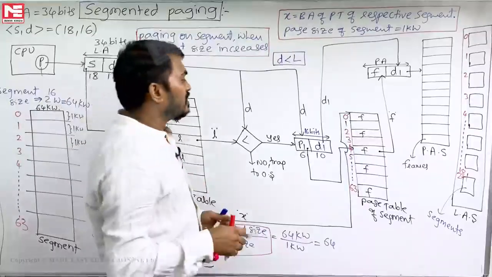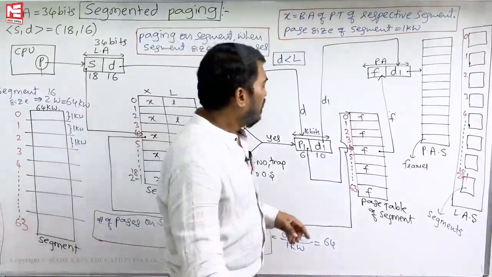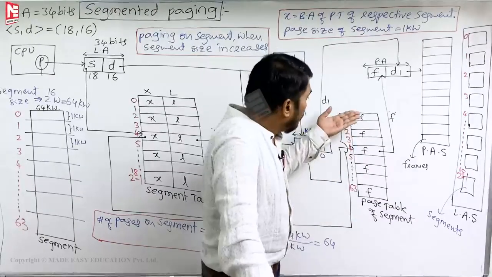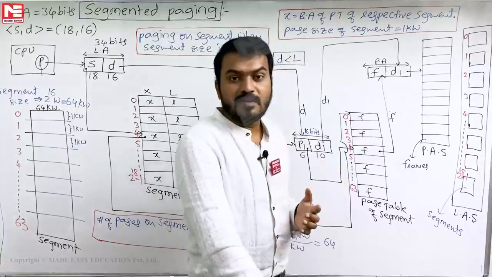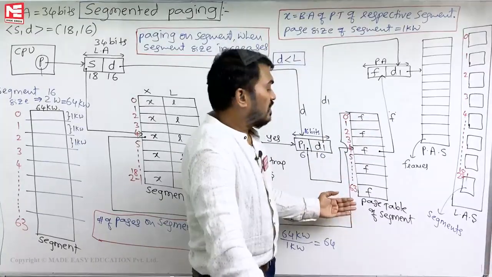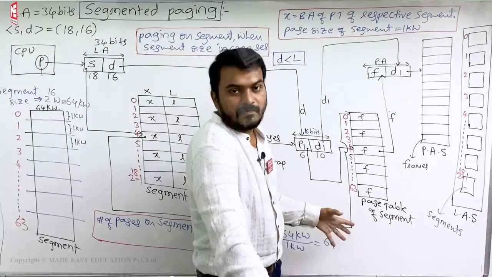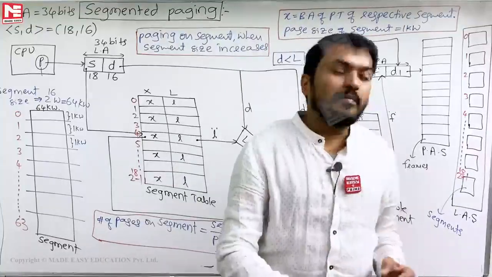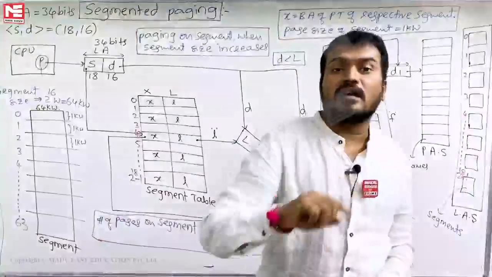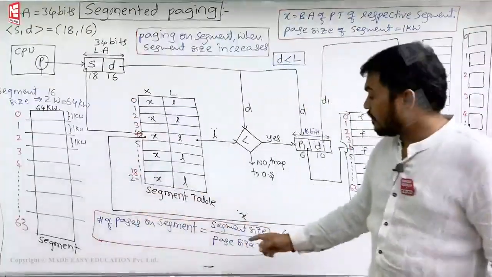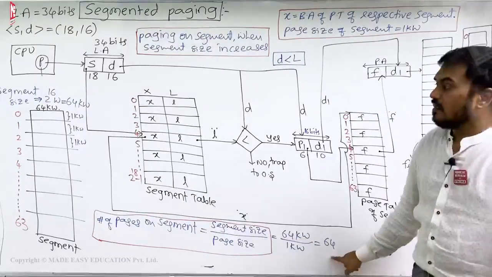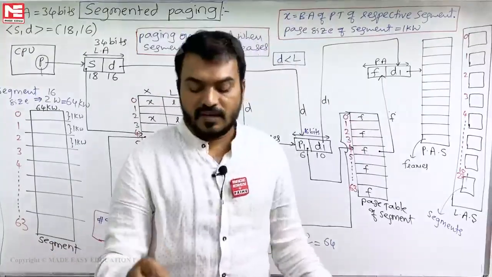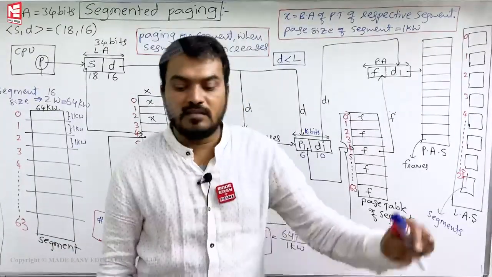Now tell me, this is an important point here. Number of entries in the page table of segment. Number of entries in the page table of segment is the same as the number of pages on the segment. Is that clear? So this is one of the important points. Note down.